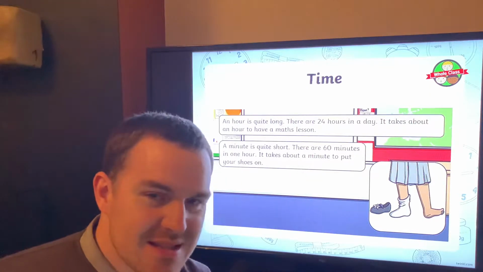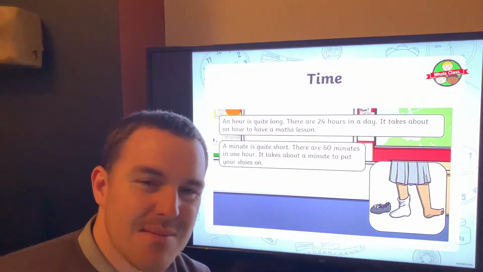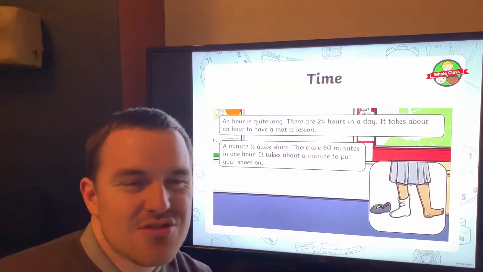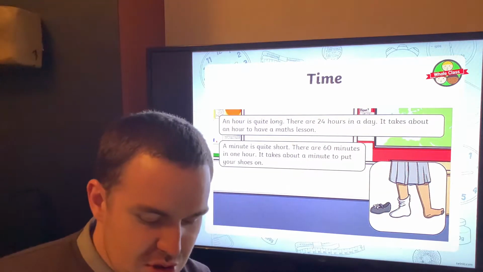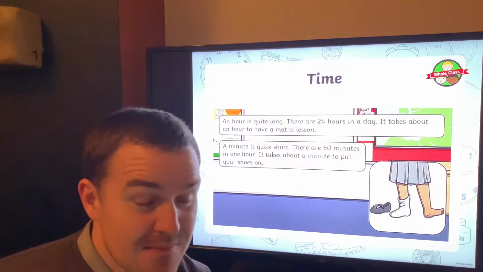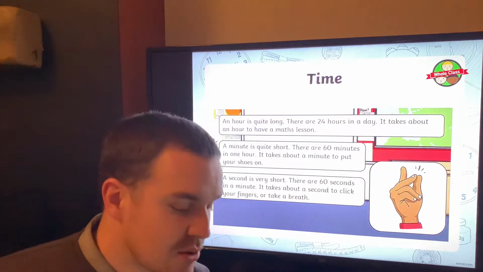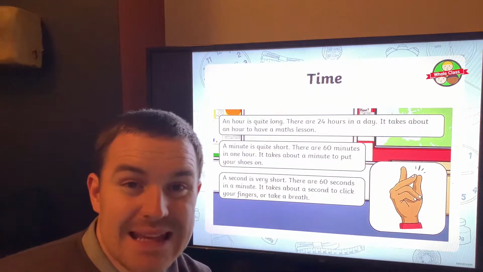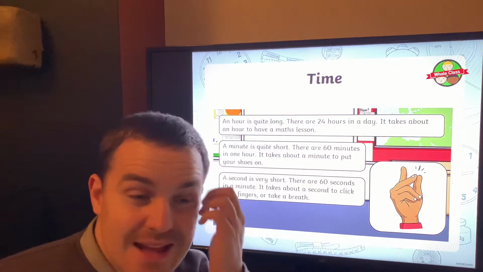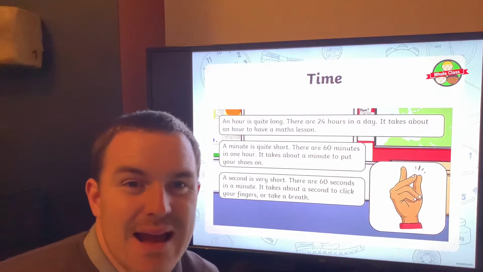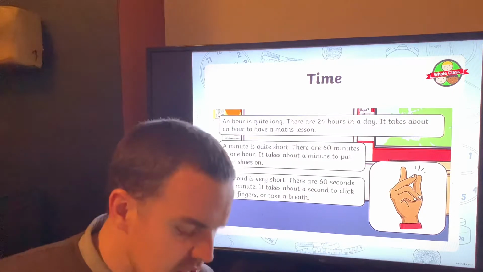There are 60 minutes in 1 hour, so a minute is something you would take to do something quickly, maybe put your shoes on, write a sentence, fix your hair. And a second is really, really, really short. It's as short as the blink of an eye, or like a scratch of your head or scratch of your nose, or something like a smile, something that happens really, really super quick.